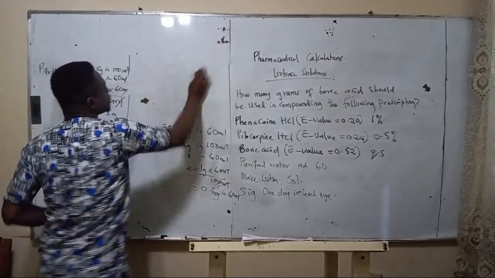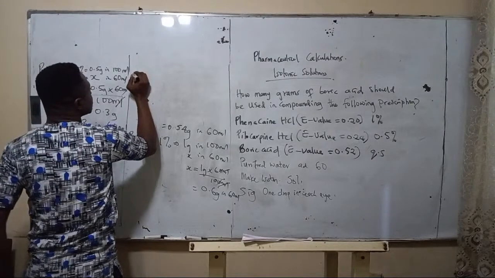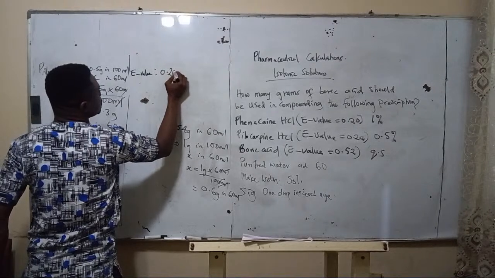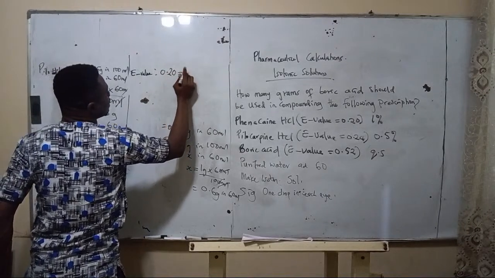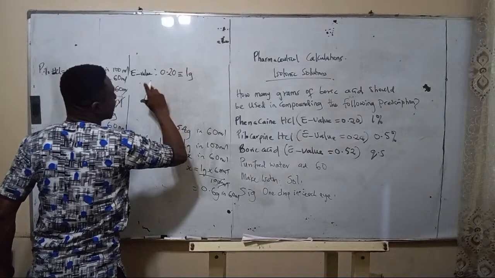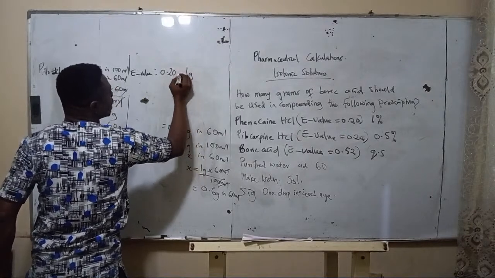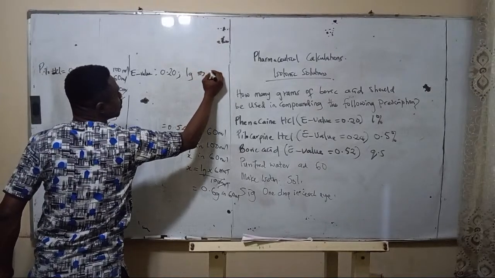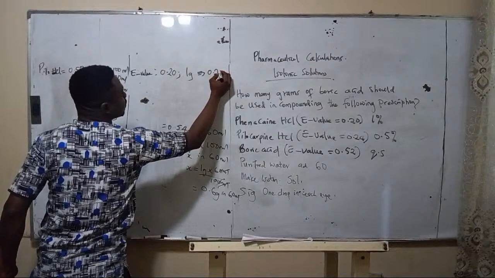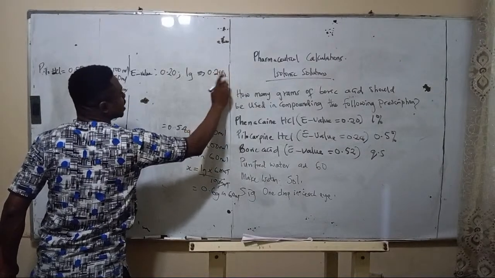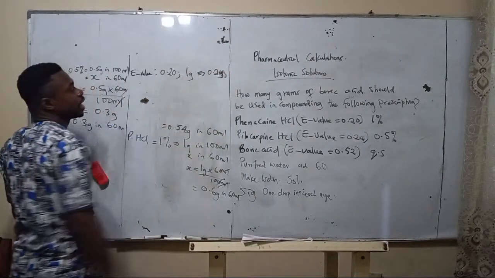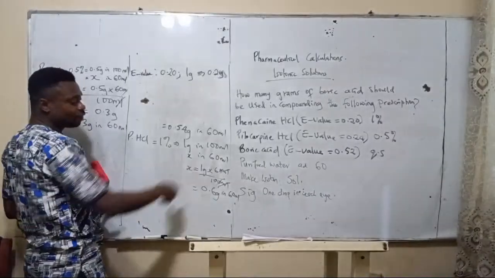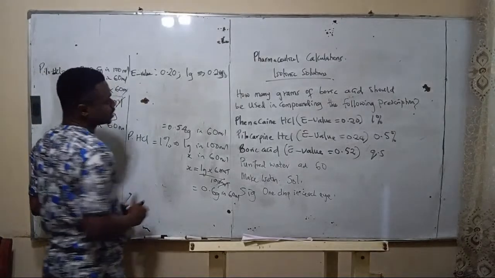So if the E value of phenacaine is 0.20, what it means is that 1 gram of phenacaine has the same tonicity as 0.2 gram of sodium chloride in 60 mL solution. That's the meaning. But the amount of phenacaine here is 0.6 gram.